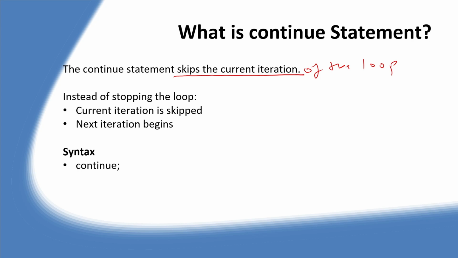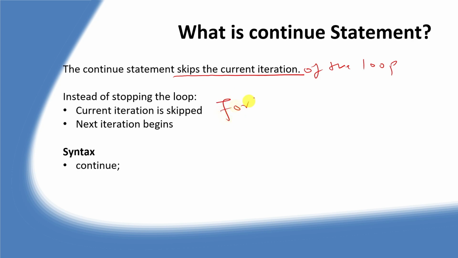So when Java encounters a continue statement, it skips the remaining code in the current iteration and starts the next iteration of the loop. Let me take one example for better clarity.